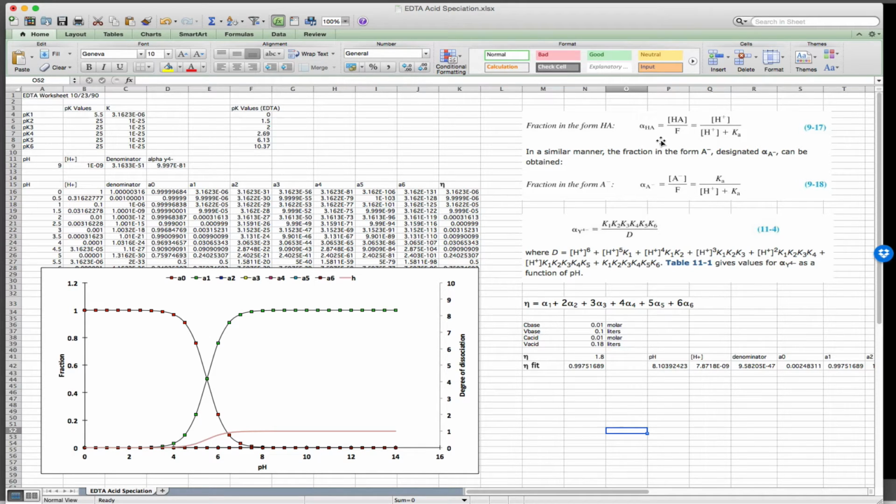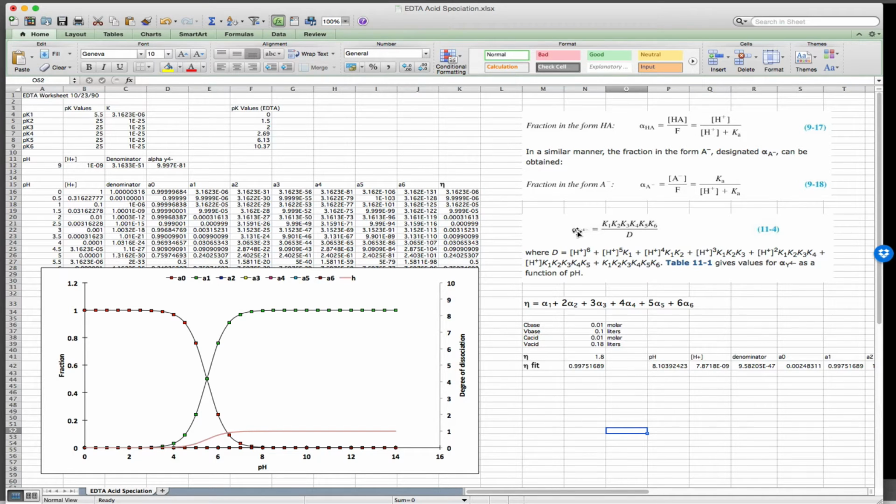And when we talk about EDTA acid-base chemistry, we want to calculate the degree of dissociation for a hexaprotic system. So these hexaprotic acid systems have a denominator, which isn't just H plus Ka, but H plus to the 6th, H plus to the 5th K1, H plus to the 4th K1, K2, etc., all the way out to K1, K2, K3, K4, K5, and K6.